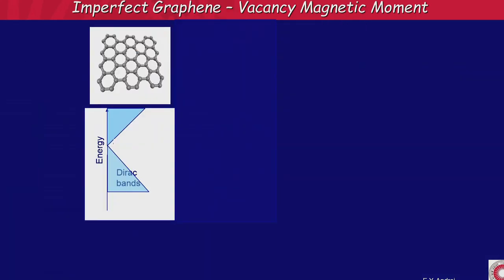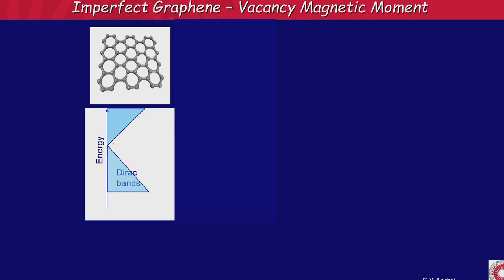Okay, so let's try to make graphene magnetic. We're going to pluck out one carbon atom, make a vacancy, and see what that does to the band structure and to the density of states. So here we have perfect graphene. This is the density of states of perfect graphene. Linear density of states vanishes at the Dirac point. And now I'm going to pluck out one carbon atom.